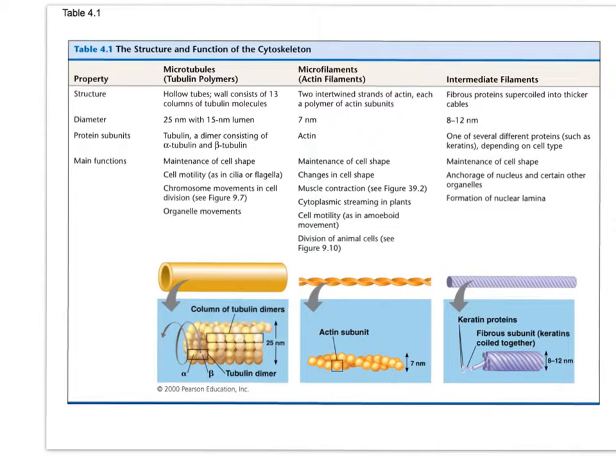They function in maintenance of cell shape and cell motility, especially in cilia and flagella. We know what cilia do, we know what flagella do. Microtubules make up the structure of those two motile structures. They also have to do with organelle movements within the cell, and very importantly, during mitosis, during cell division, microtubules actually pull chromosomes apart.